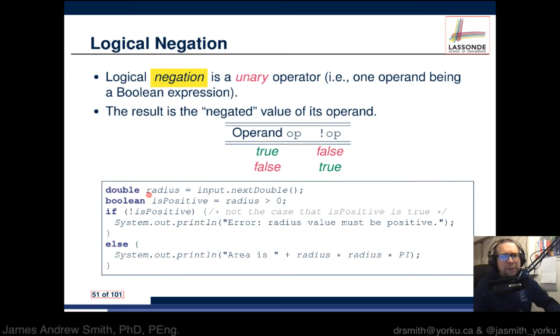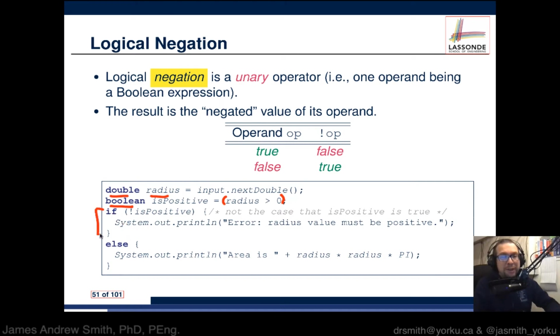So we've got a variable called radius. It's a double floating point type, and we're going to take some input from the user using Scanner. Then we have another variable called isPositive, and it's of type boolean, and it's associated with the value of the question, is radius greater than 0? And it really depends on what the user has inputted.